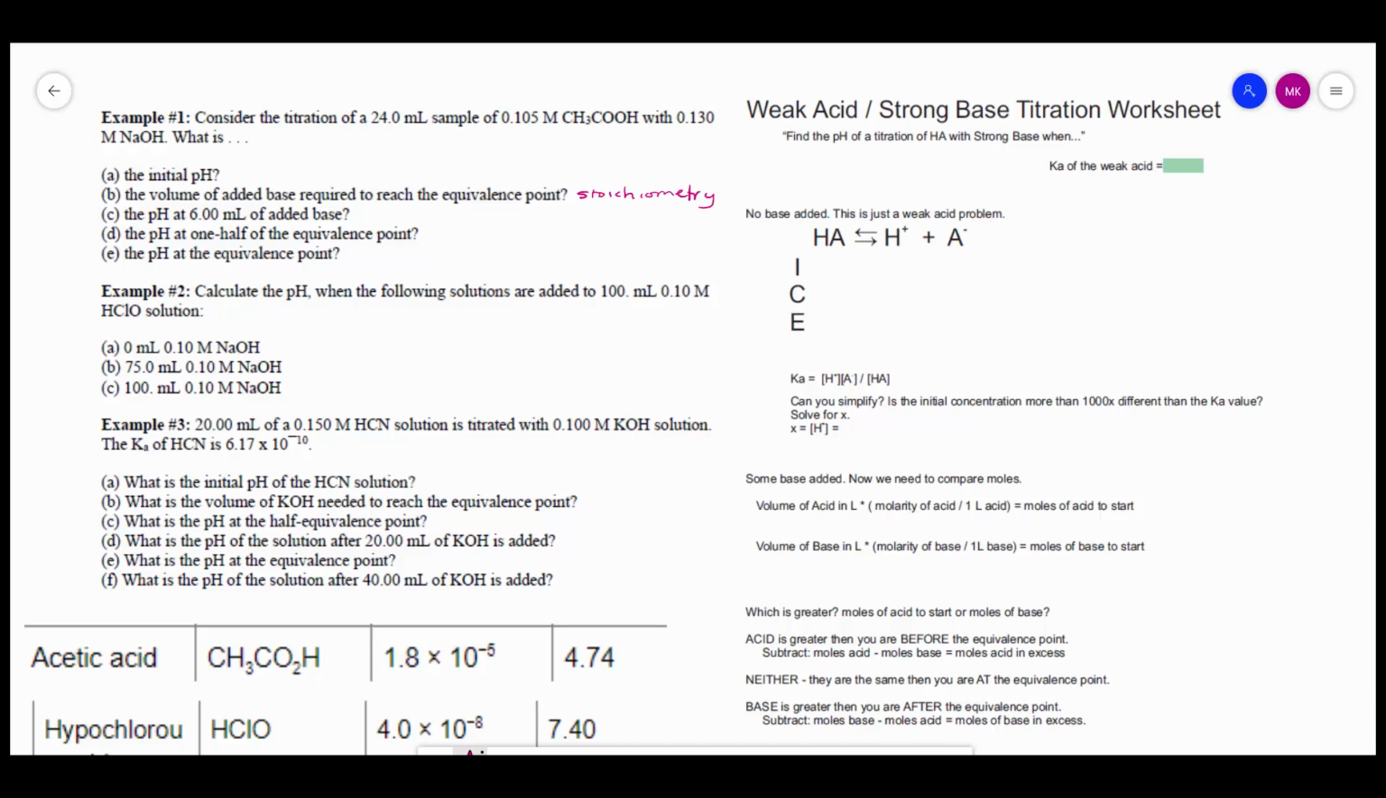We have a titration that is 24 milliliters. I'm going to start writing this over here. So 24.0 milliliters of a 0.105 molar acetic acid solution. That's the only part I'm going to be concerned with to get these two pieces.